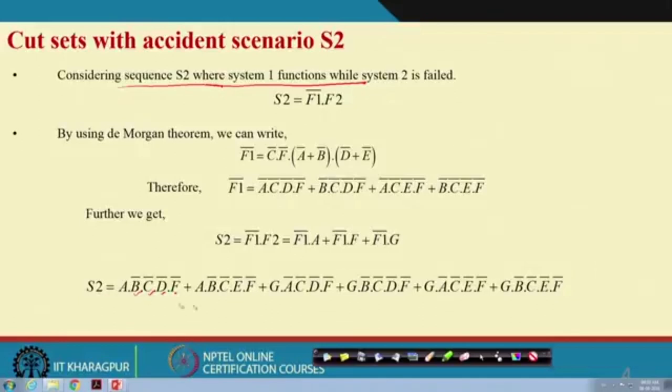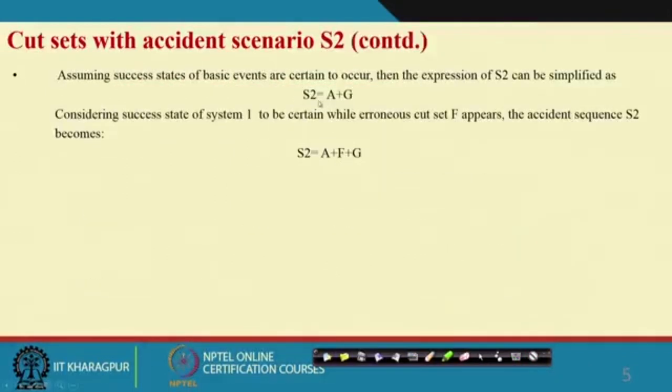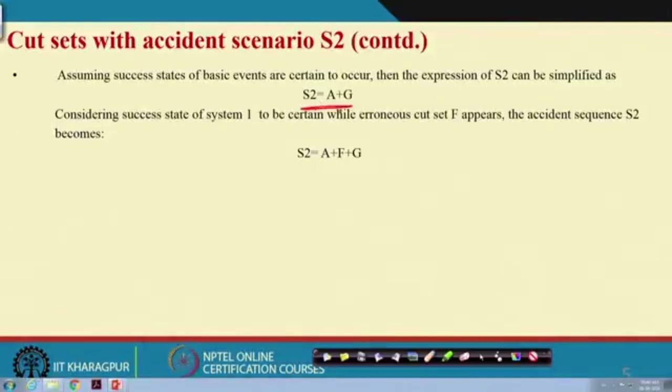So what will be the S2 value? Here A, here also A, A plus A is A only, and then ultimately G, G plus G plus G. So that means A plus G plus G plus G, but in Boolean form this is basically A plus G. So if we consider all the basic components' success as certain to occur, then the sequence S2 is A plus G, I mean failure of A and failure of G. That is what we have written in the first. So your cut set will be this.